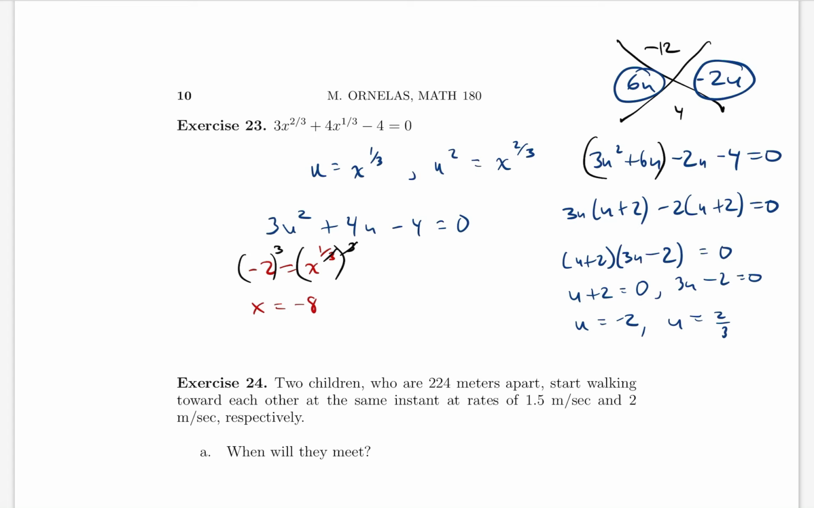And then we do the same thing for the other solution over here. U is 2/3, so replace the u with the 2/3. So that's going to become 2/3 equals x to the 1/3. Raise both sides to the third power again. And we have x equals 2 to the third is 8, 3 to the third is 27. So those are the two solutions.